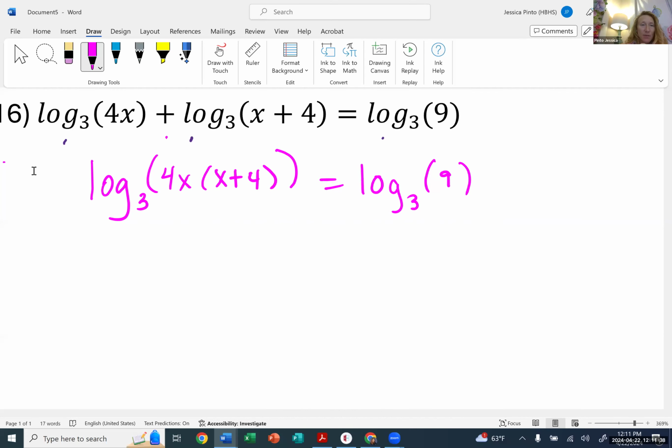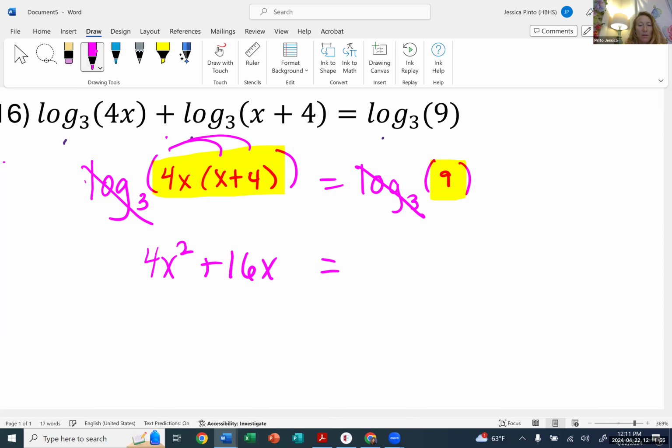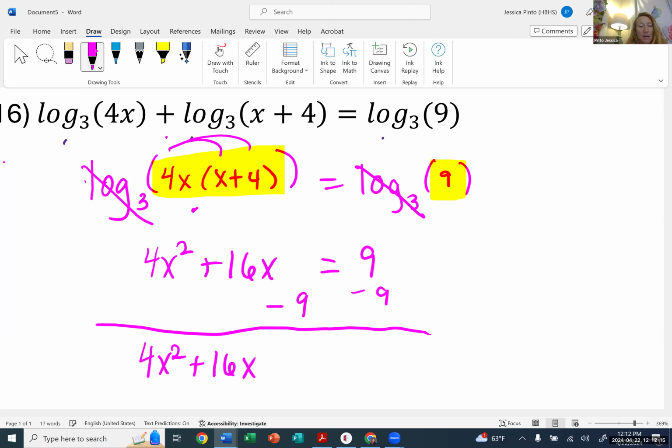So now it says, even though it's a big thing, this and that, it says log. That means that the logs cancel. They have the same base. To simplify, I'm going to distribute in this next step to give me 4x squared plus 16x equals 9. I see that there's an exponent of 2 here. This is a quadratic. I'll need to solve by factoring or the quadratic formula. To do that, I need to make one side equal to 0, so that's why I subtracted the 9, and that gives me 4x squared plus 16x minus 9 equals 0.